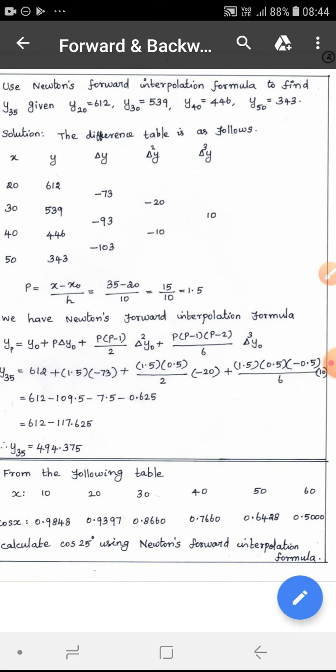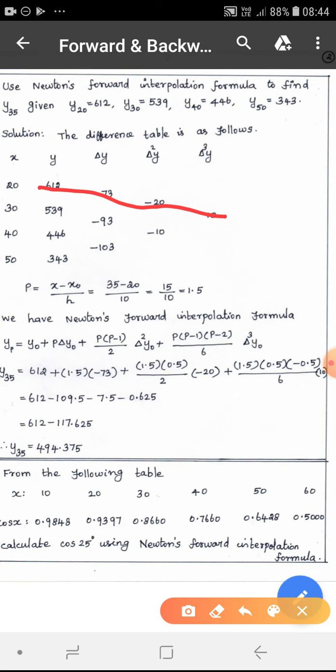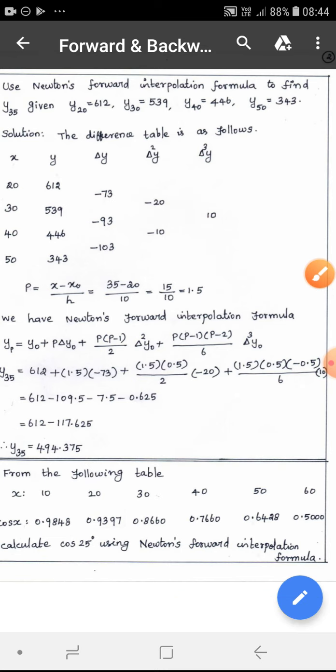From this table, you have to take only the values which are at the top of the columns, the topmost values. So here we will be using y naught, which is 612, delta y naught, minus 73, delta square y naught, minus 20, and delta cube y naught, which is 10. So these values we are going to use. Then write the formula of the forward difference up to the term containing delta cube y naught.